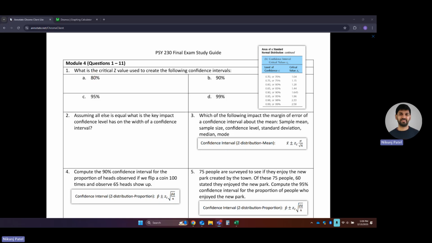So to get started here in module 4, questions 1 through 11 in your packet, on number 1 it asks to find critical z values. And on the final exam, you'll have a question similar like this. And this one gives you just 4 different versions or percentages of confidence levels. So for this type of question, you want to refer to your formula chart. On the exam, you'll be given this formula chart. It's the same one that's stapled in your packet.